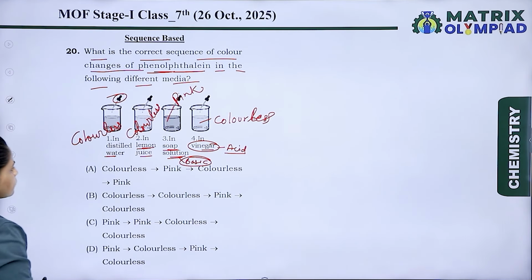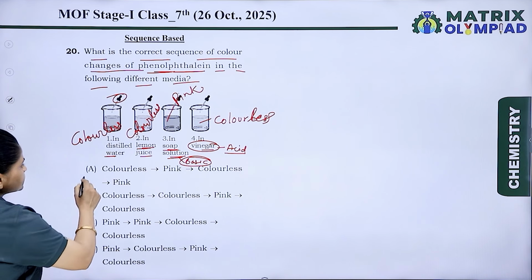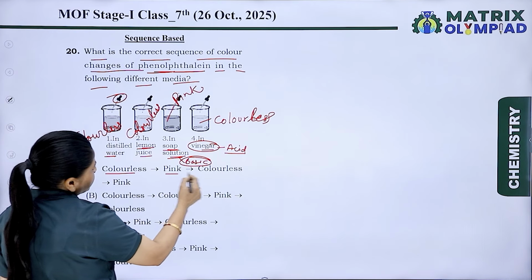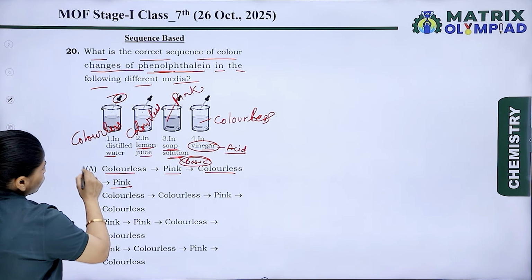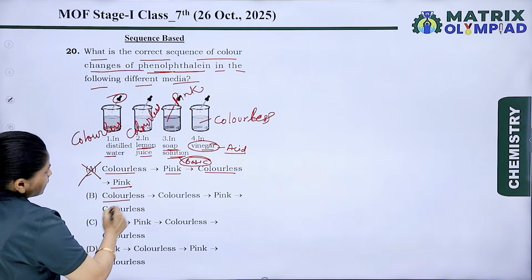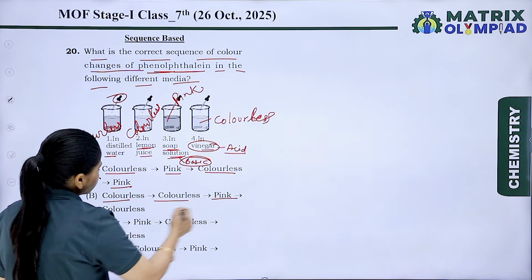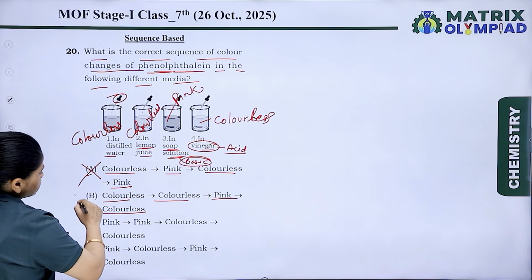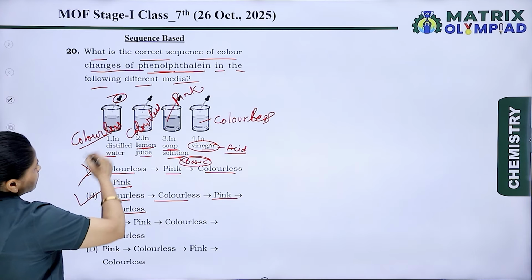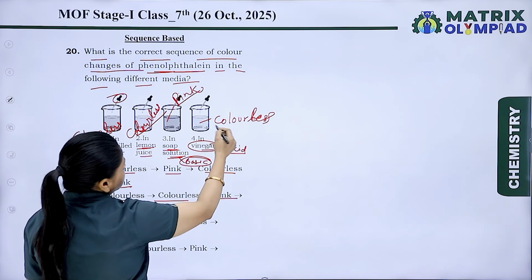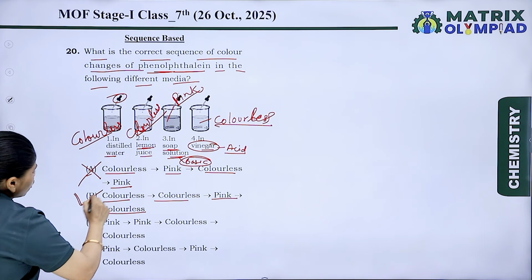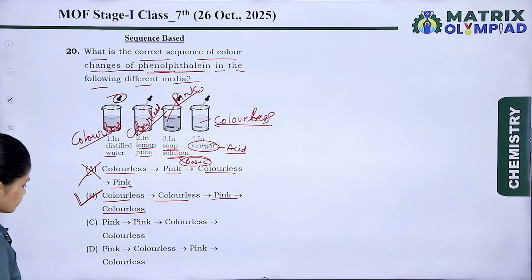So, let's check the options. Option A: colorless, pink, colorless, pink. No, this is wrong. Option B: colorless, colorless, pink, colorless. Yes, this is correct. So the correct option is option B.